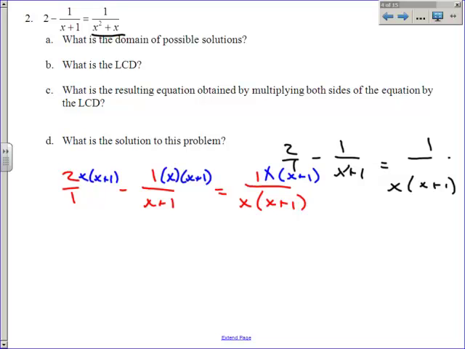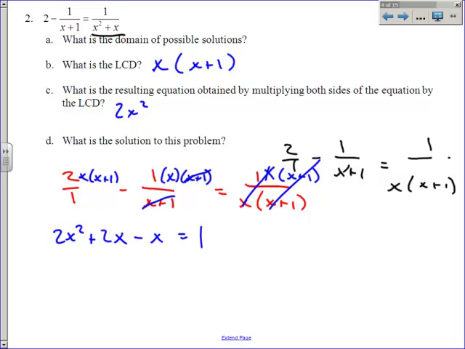Multiplying through, I get 2x squared. The 2x times x is 2x squared. 2x times 1 is plus 2x. I can cancel out the x plus 1s, and I'm left with minus x is equal to, I can cancel out the x's and the x plus 1s, is equal to 1. Okay, so remember my least common denominator was x times x plus 1. The resulting equation is going to be 2x squared plus x is equal to 1.